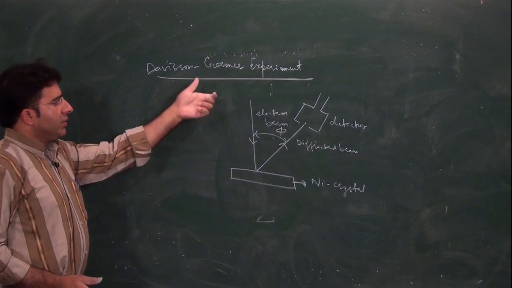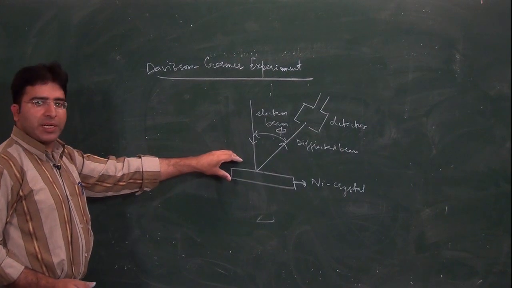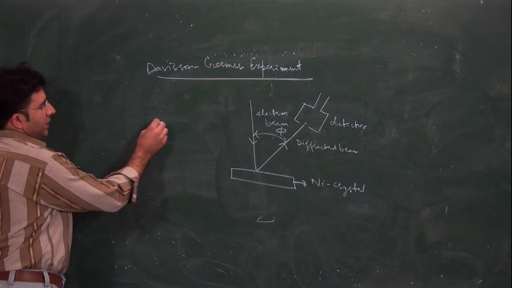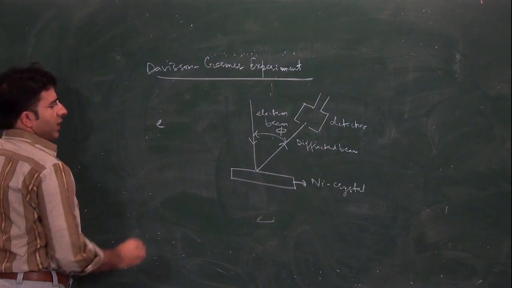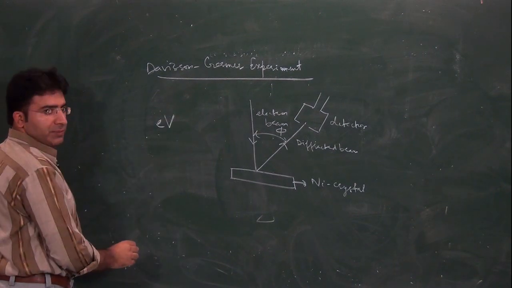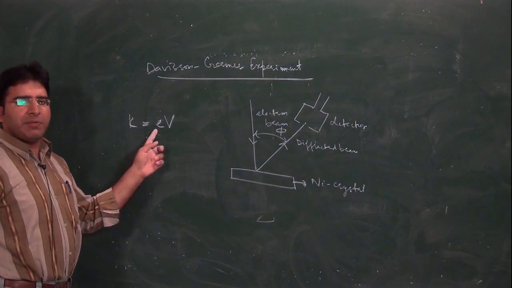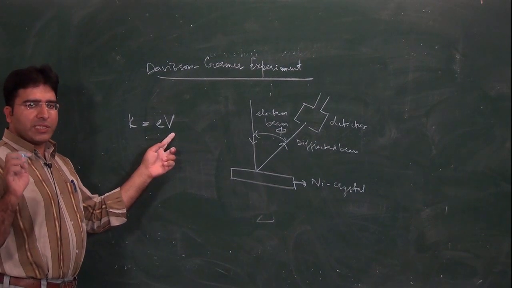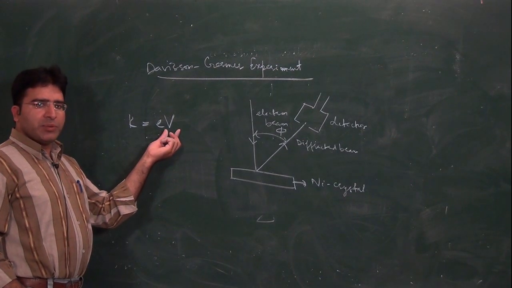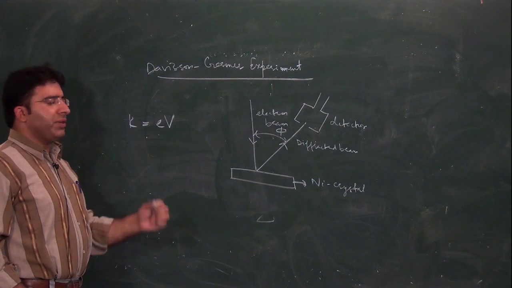The idea was this: the electron beam was generated from the filament by applying voltage across it. Now the electron beam was generated, then in its path it was accelerated. We know if an electron which has charge e is accelerated through potential difference V, if it starts from rest, then the kinetic energy attained by the electron is eV.